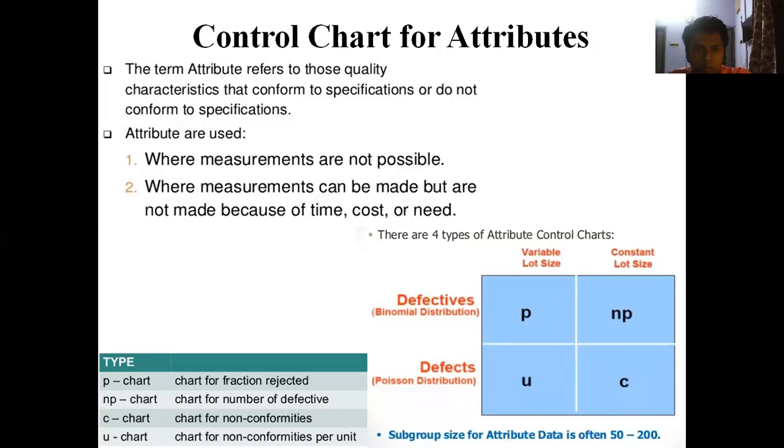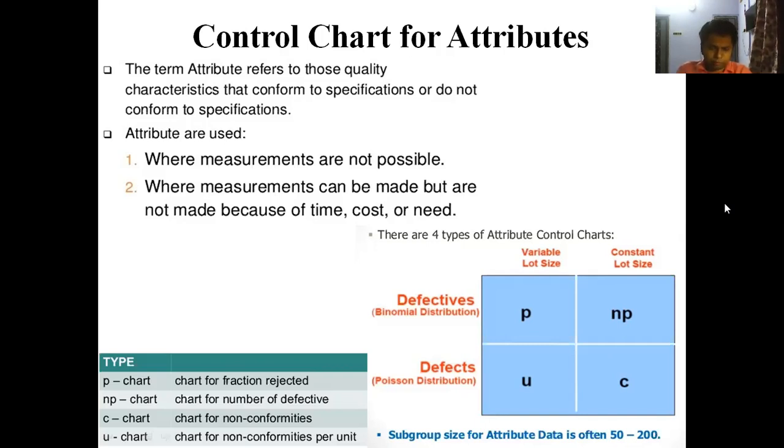Earlier we discussed control charts for variables and also group control charts. So today we are going to discuss control charts for attributes. So in the case of control charts for attributes, first let me tell you the requirement of control charts for attributes.